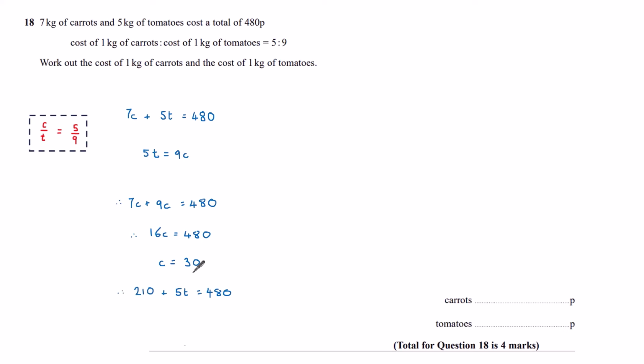And then substituting that into my first equation here, 7 lots of the cost of carrots, which I now know to be 30, is 210 plus 5 times the cost of tomatoes is 480. Subtracting the 210 means that 5 kilograms of tomatoes are 270 pence. Dividing by 5, that means 1 kilogram of tomatoes is 54 pence. So carrots I have 30 pence and tomatoes I have 54 pence.